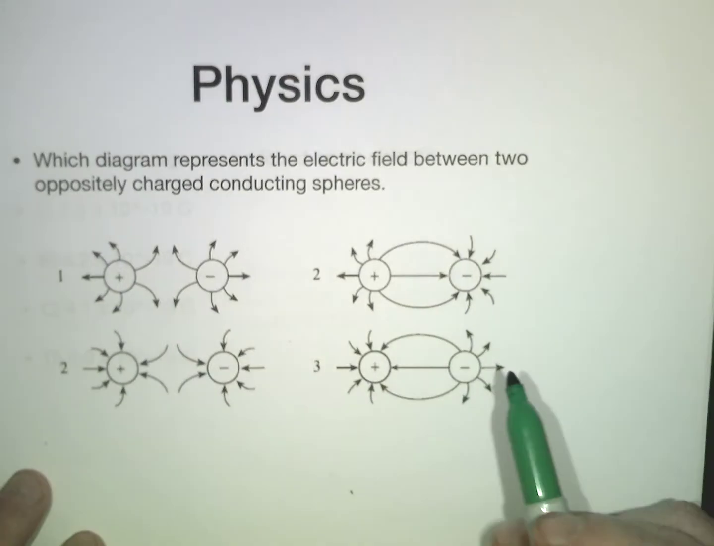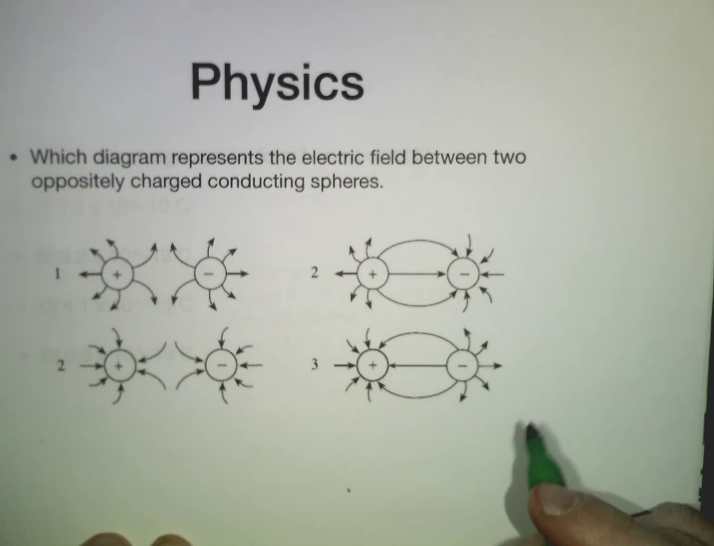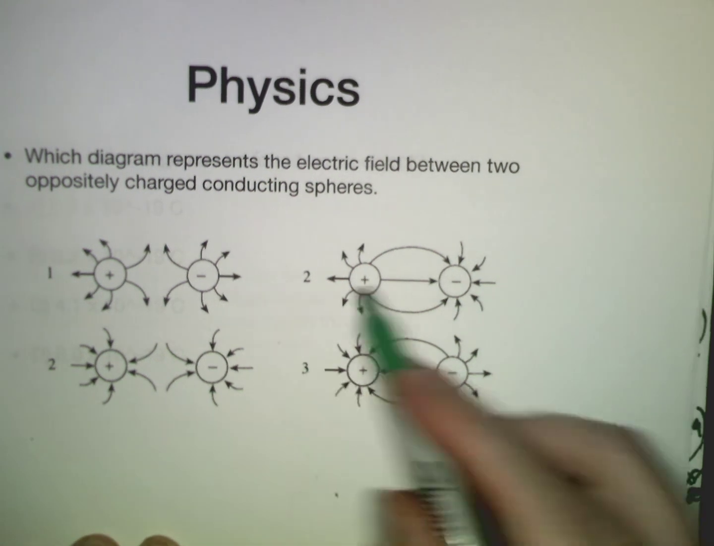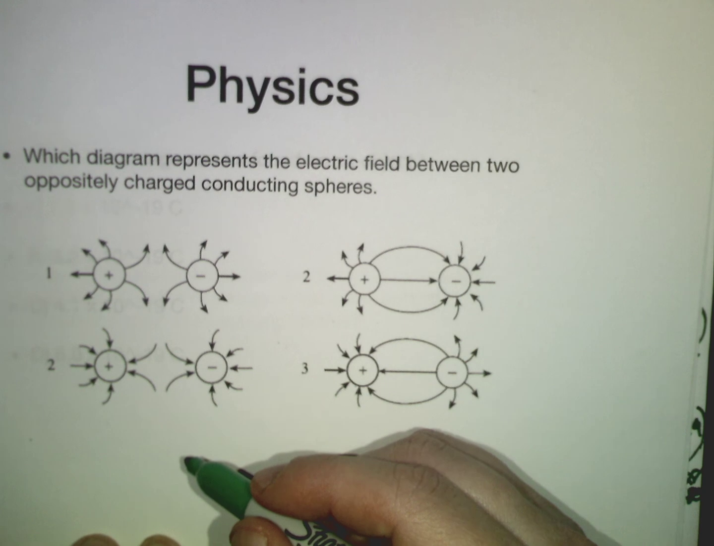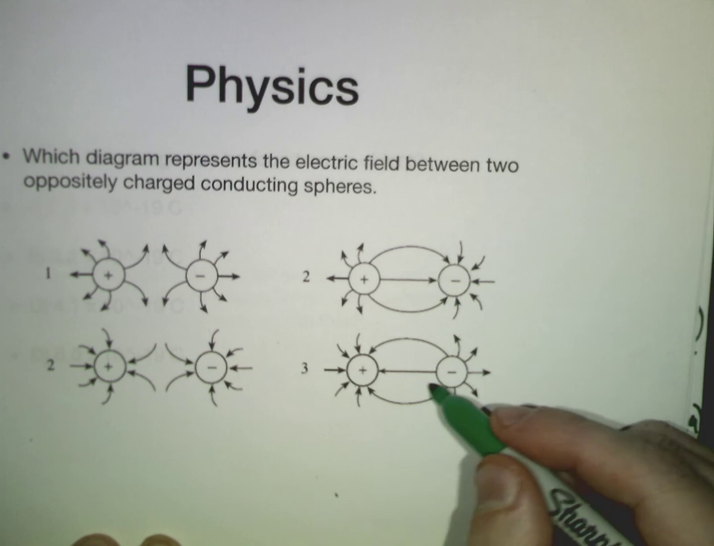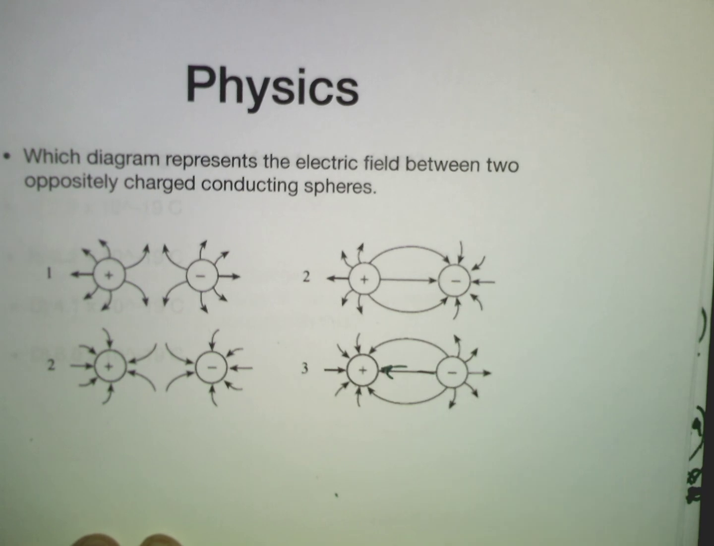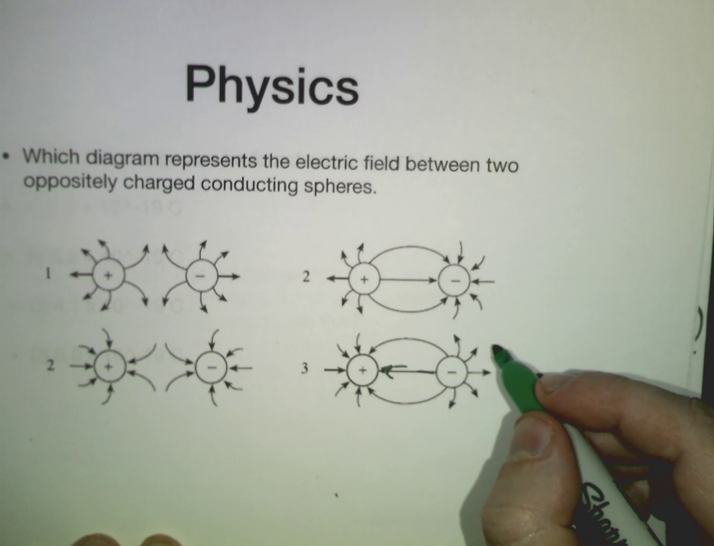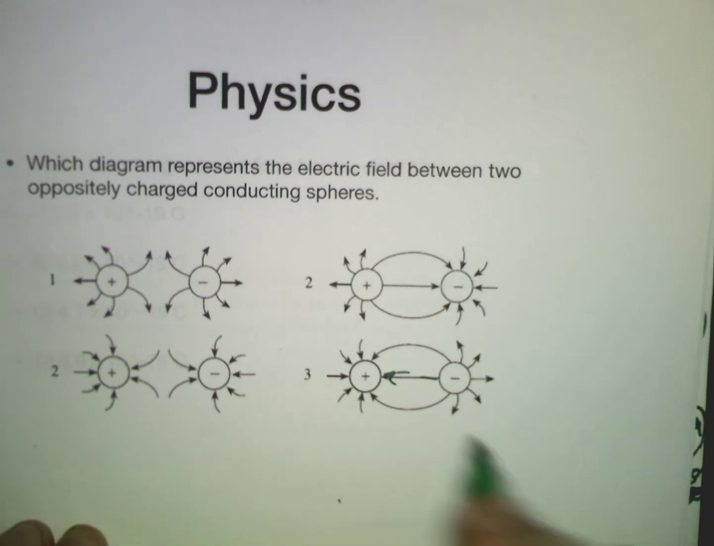Which diagram represents the electric field between two oppositely charged conducting spheres? Positive, negative, positive, negative, positive, negative. Negative is always attracted to positive. So negative wants to go to positive. Negative wants to go this way. Now a positive, if it was around here, it would push away other negatives.